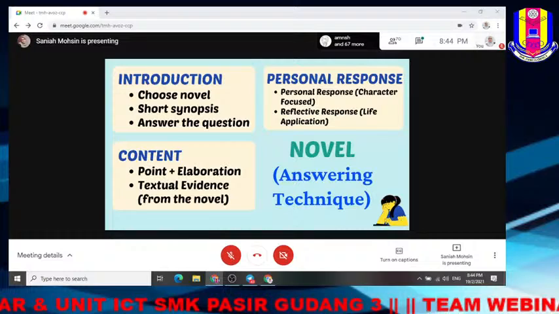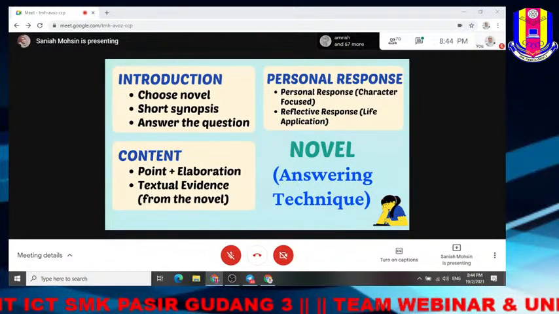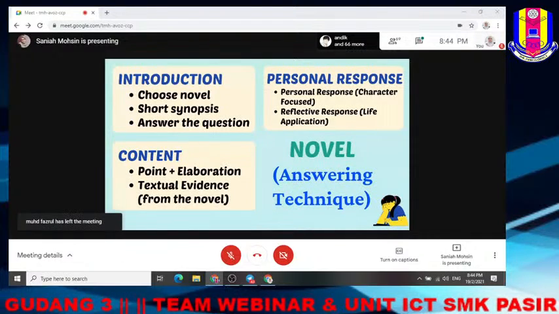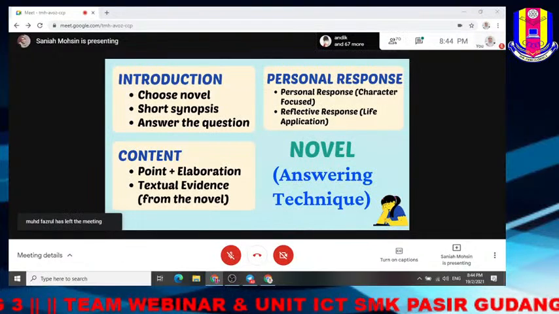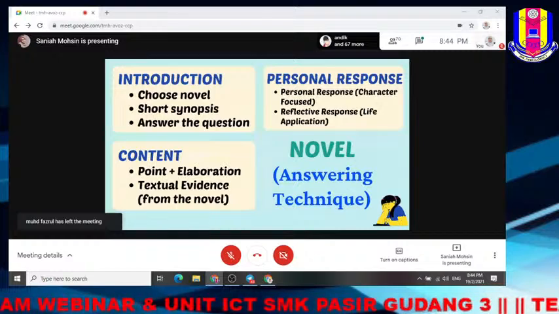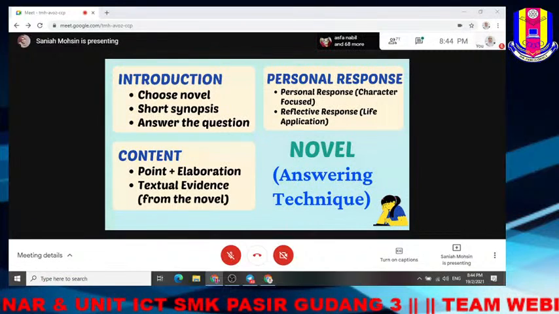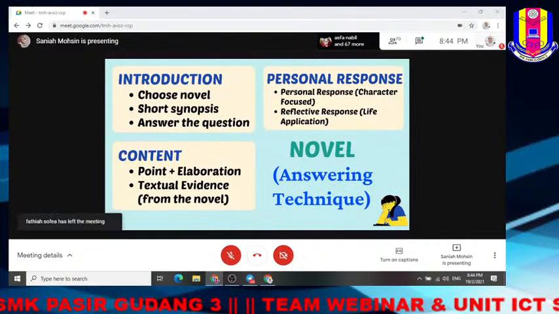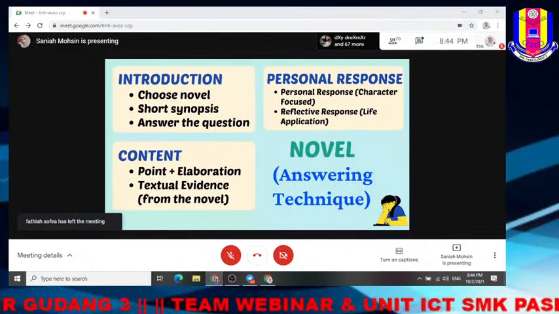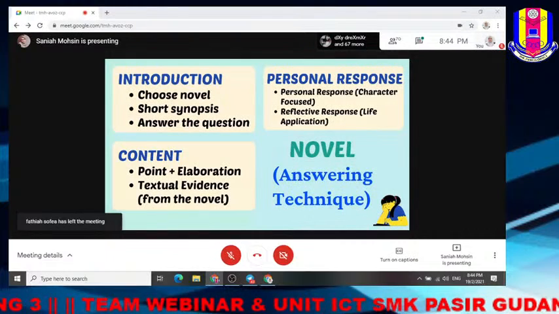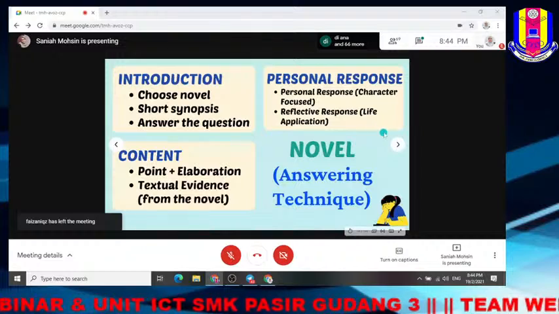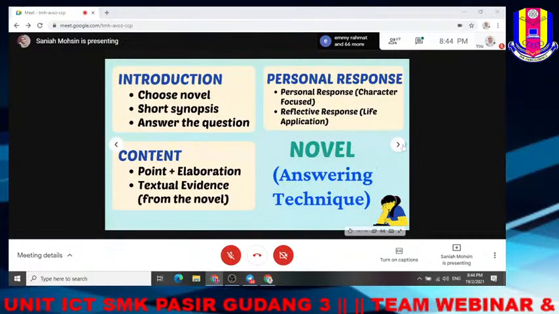Itu contoh character focus. Kalau life application pula, maksudnya kamu bagi pendapat macam mana nak apply this event in your own life. Okay, for example, you will say, I should be brave in presenting in the class, for example. I should be brave in giving my ideas during online class. Okay, itu contoh. You put yourself in the novel, in the event as well.